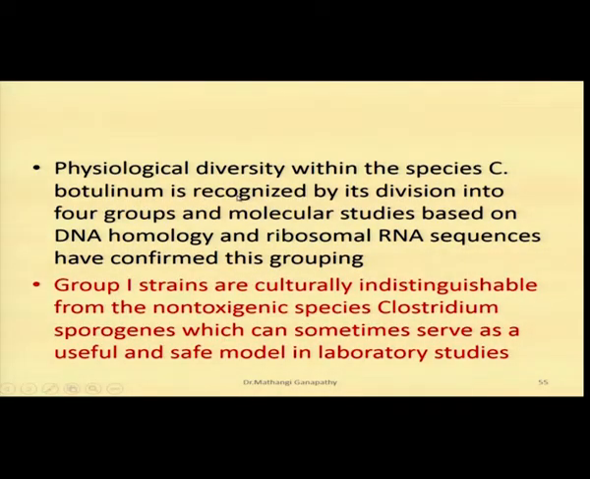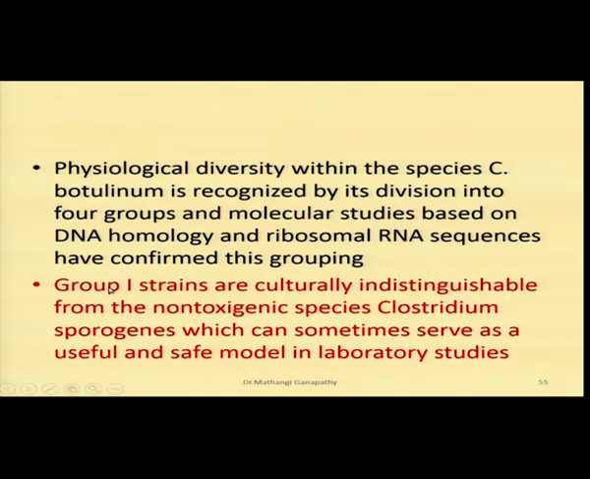The physiological diversity within the species of Clostridium botulinum is recognized by its division into 4 groups, and molecular studies based on DNA homology and ribosomal RNA sequences have confirmed these groups. So, since there is a physiological diversity within the species, Clostridium botulinum is divided into 4 groups based on DNA homology and ribosomal RNA sequences.